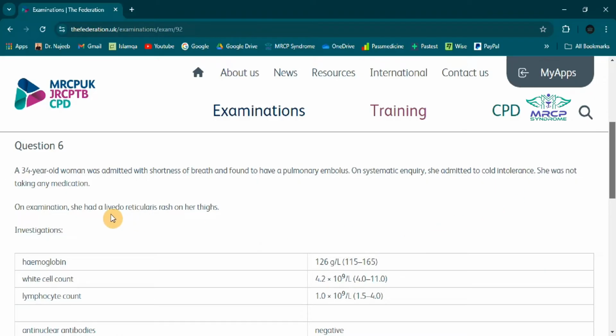Raynaud's phenomenon. And livedo reticularis is the classic skin manifestation of antiphospholipid antibody syndrome. It usually presents as a net-like mottled purplish discoloration of the skin, and is more commonly visible in the thigh or the lower extremities. Livedo reticularis is usually caused by occlusion of small blood vessels within the skin.